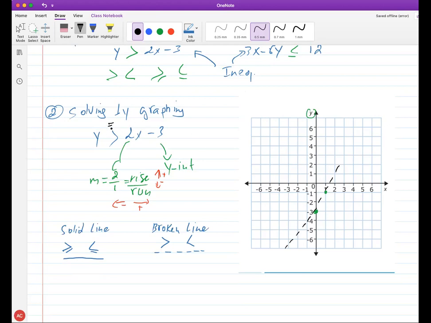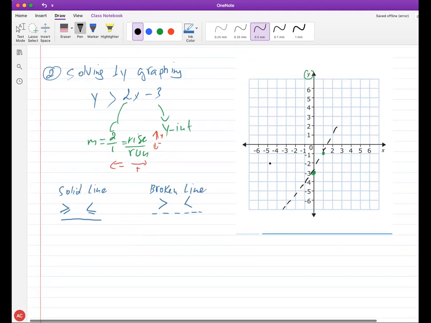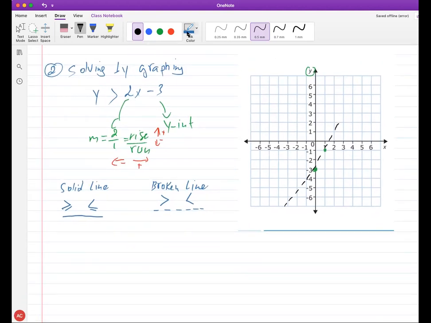Now we need to shade one of the sides. Either this side or the other side is the solution. Only one of them, not both. To figure out which side is good, we do what we call a testing point. We need a testing point. So we take one point from either side, it doesn't matter, and you check it. Take any point from this side and check it in this inequality. If it works, then that's good. If it doesn't work, you take the other side. So usually the easiest testing point is this point here.